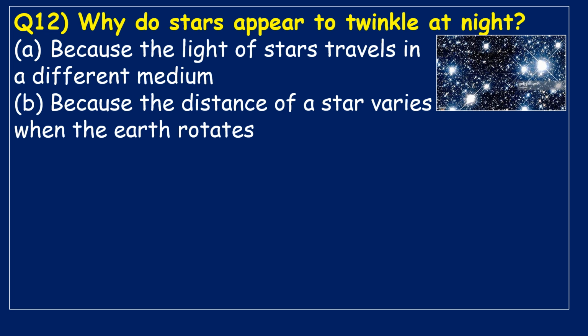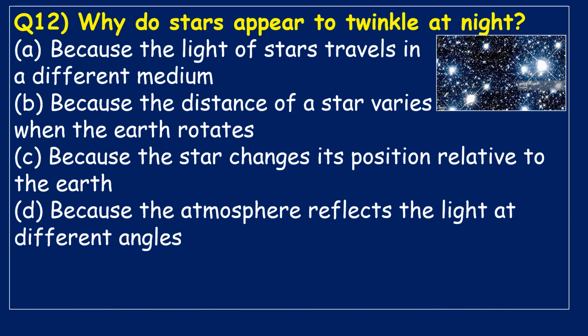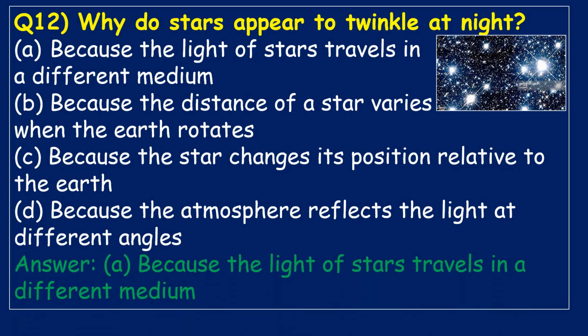Option B, because the distance of the star varies when the earth rotates. Option C, because the star changes its position relative to the earth. Option D, because the atmosphere reflects the light at different angles. Now your answer is option A, because the light of stars travels in a different medium. That's why stars appear to twinkle at night.